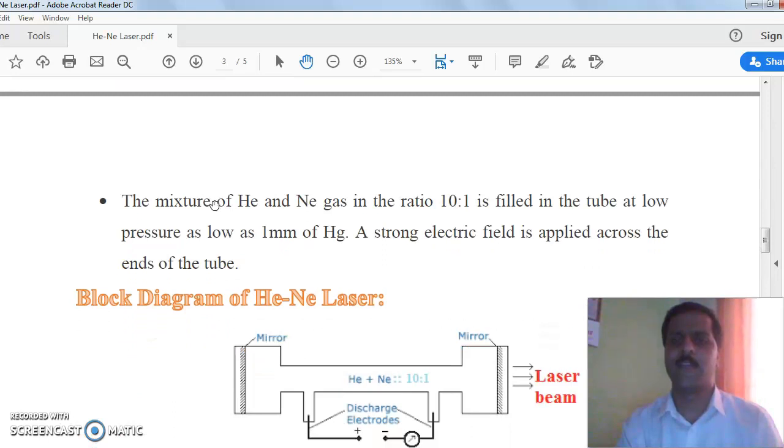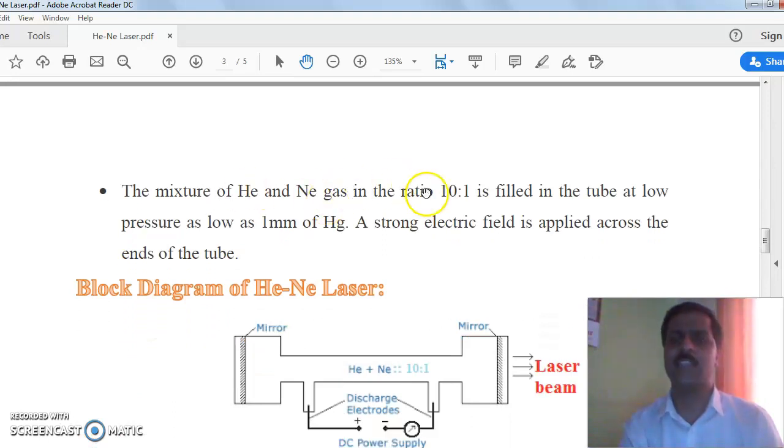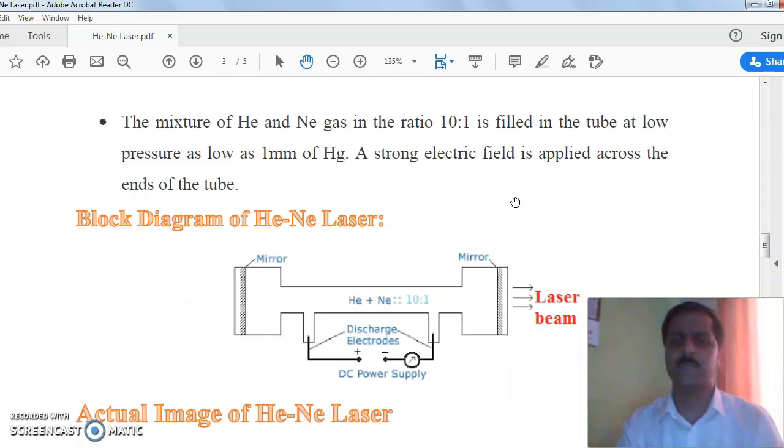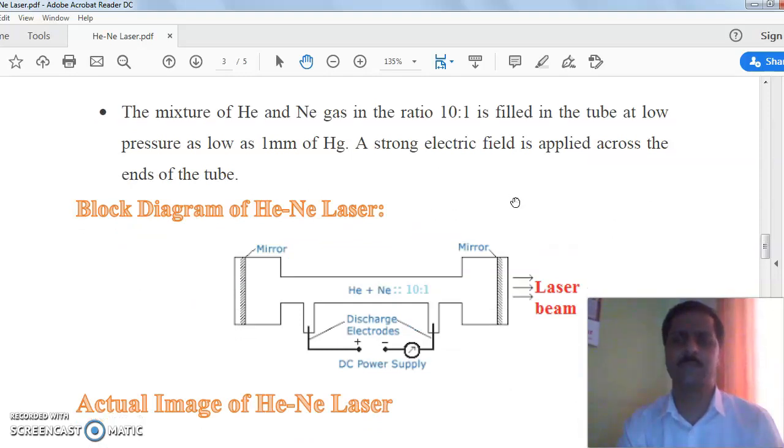The mixture of helium neon gas in the ratio 10:1 is filled in the tube at a low pressure, as low as 1 torr. 1 torr means 1 mm of mercury. A strong electric field is applied across the ends of the tube.